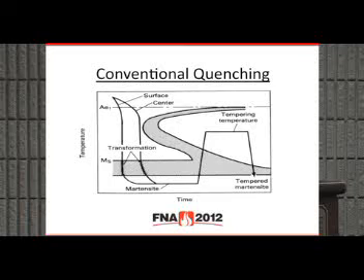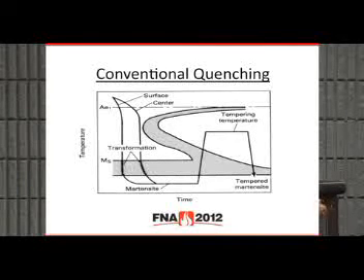Now let's look at the conventional quenching. This is a TTT diagram with a cooling curve superimposed on it, and this is the martensitic transformation zone. And this is temperature versus time.